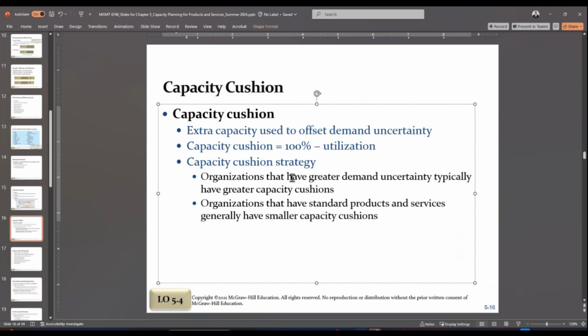Something more: organizations that have greater demand uncertainty typically have greater capacity cushion, and companies that have smaller standard products and services have smaller capacity cushion.